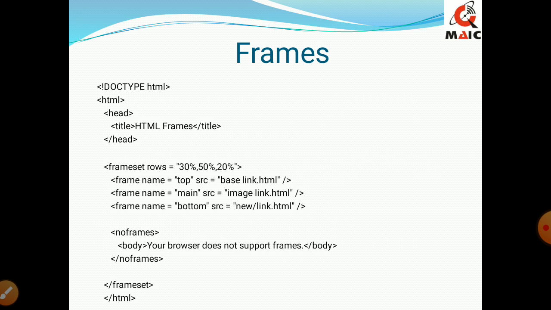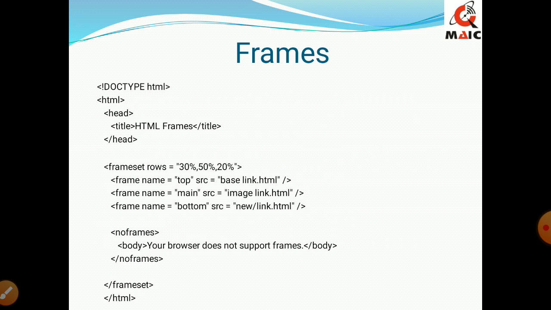We are dividing it row-wise, horizontally. The first one is 30%. The second one takes 50% of the screen. Screen means the browser window. And the last takes 20%. Now, this we have mentioned in the frameset. Now, what about the different frames? That is being done using the individual frame tag.